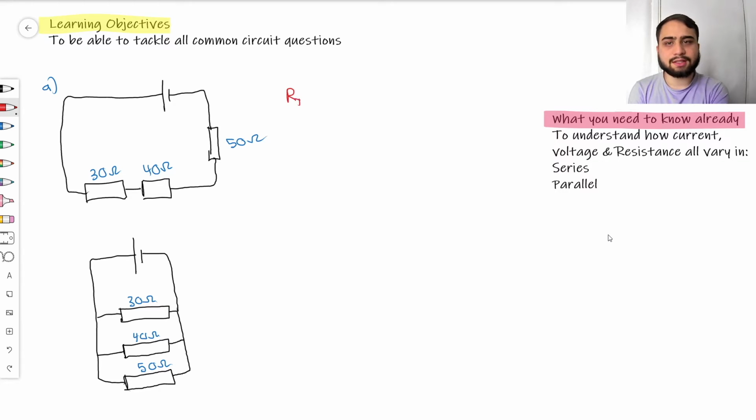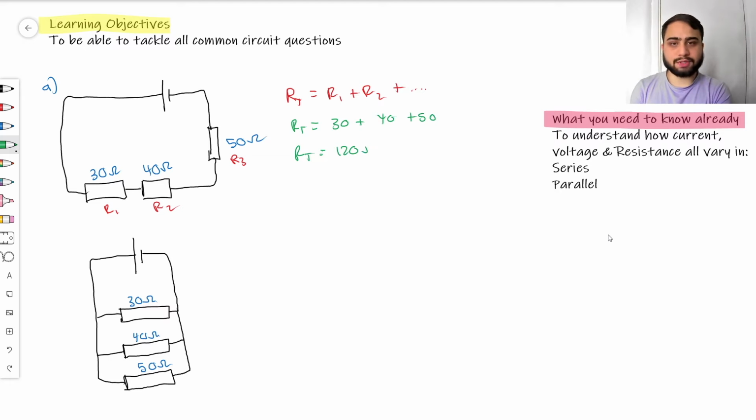Well, that's just RT, the total resistance, is equal to R1 plus R2 plus etc., however many resistors there are. Here we can see that there are three resistors, so let's label them R1, R2, R3. The order doesn't matter because all we're doing is adding them up. So RT is equal to 30 plus 40 plus 50, which is equal to 120 ohms. That's something you have to remember: you always have to put the units in, otherwise you won't get the mark. So that would be the total resistance of this circuit A.